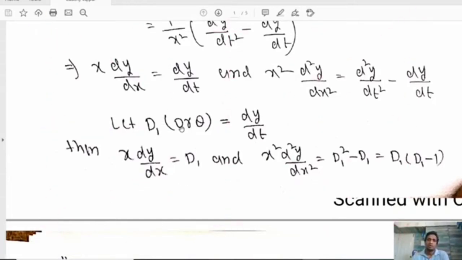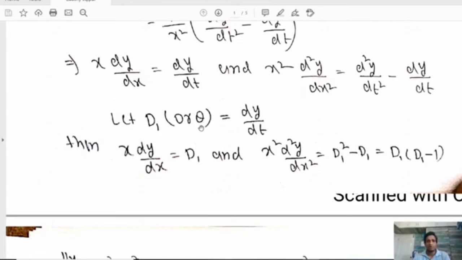So to avoid the confusion, we are assuming here D1. What does D1 mean? D1 means dy by dt. In the Cauchy-Euler equation, D1 means dy by dt. In some books, like Chand, which students generally follow, they have given theta. Whatever it may be, both are right.